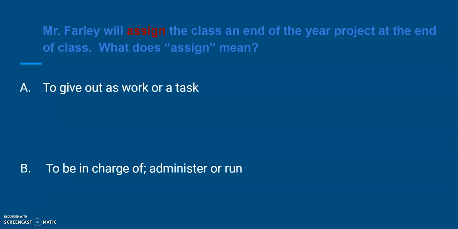One trick that's really helpful when you are trying to figure out word meaning and you have multiple choices to choose from is to take each choice and put it in place of the word you're trying to figure out and see which one makes sense. So let's try the first one. Mr. Farley will give out as work or a task an end-of-the-year project at the end of class. So that actually kind of makes sense. But let's check the second choice just to be sure. Mr. Farley will be in charge of, administer, or run the class an end-of-the-year project at the end of class.